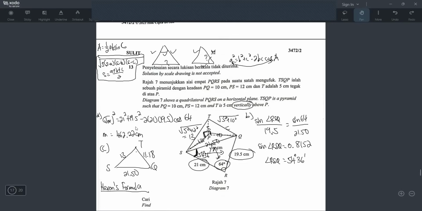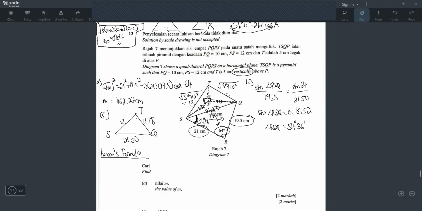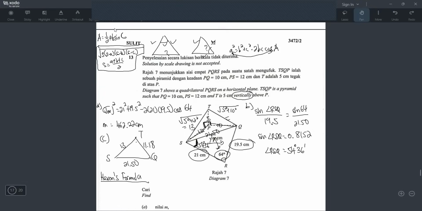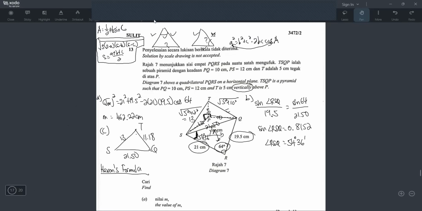But why in this question is it actually perfect to use this formula? Because we have three sides, and for Heron's formula you only need to have the sides, right? So that is why I use this formula. But even if you use the cosine rule formula first, then only use the other formula, you will get the same answer. Okay, trust me. So first thing first, if you want to use Heron's formula, you have to find S first. And the S formula is very simple. It is all sides added together divided by 2. So 13 plus 21.5 plus 11.18 divided by 2.